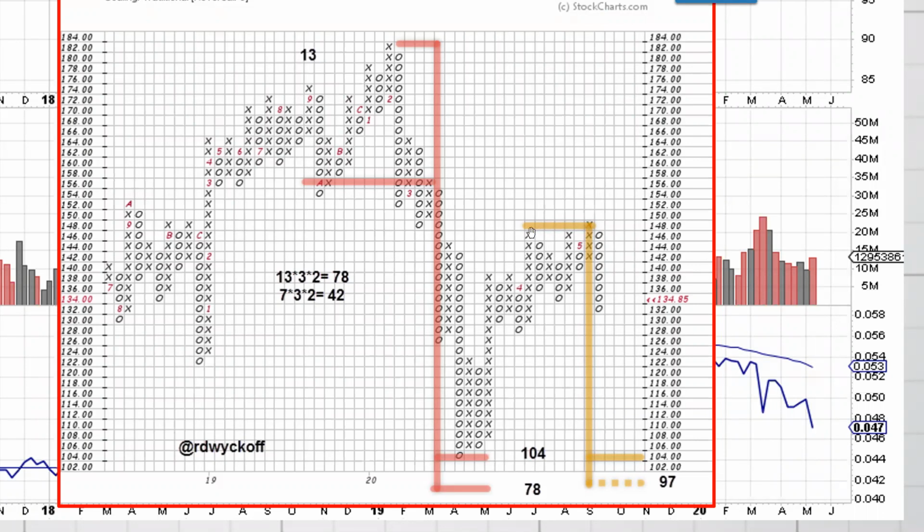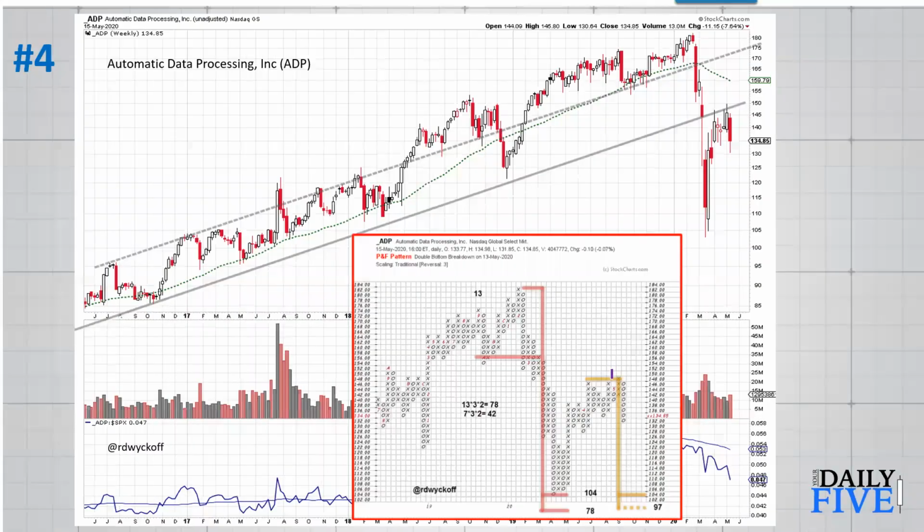We have a redistribution count that we can take here. This takes us back to 104, down to a midpoint count of 97. This could be extended out further, but let's see what happens if in fact ADP can return to this level. But with this extreme unemployment situation, we would suspect that ADP's earnings and sales numbers are going to generally be lackluster for the foreseeable future.